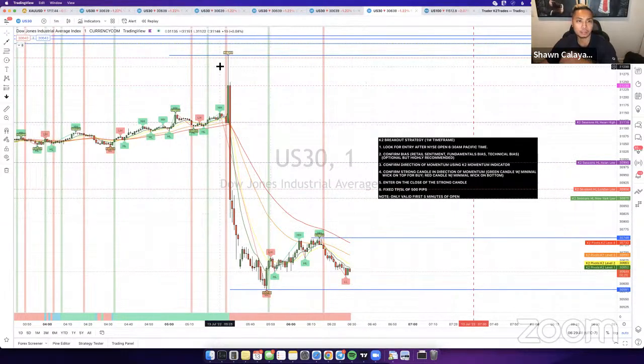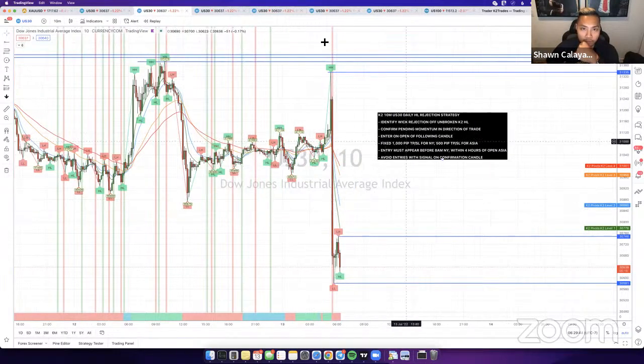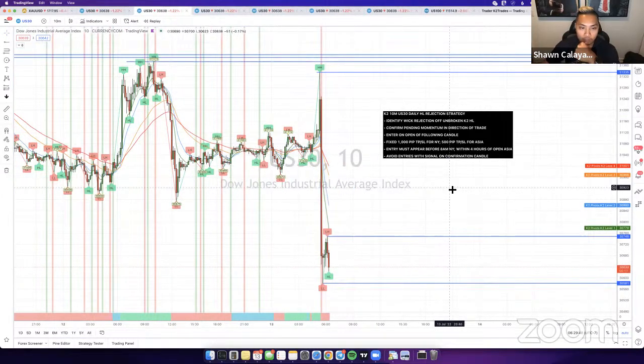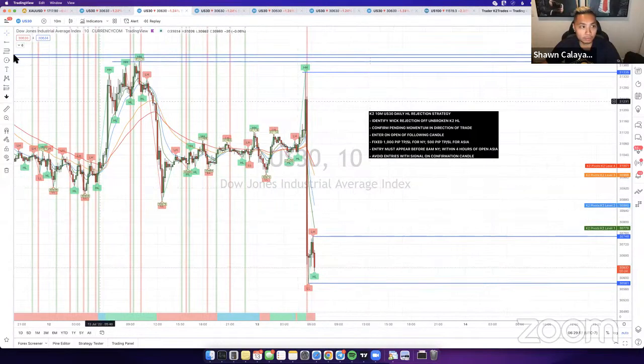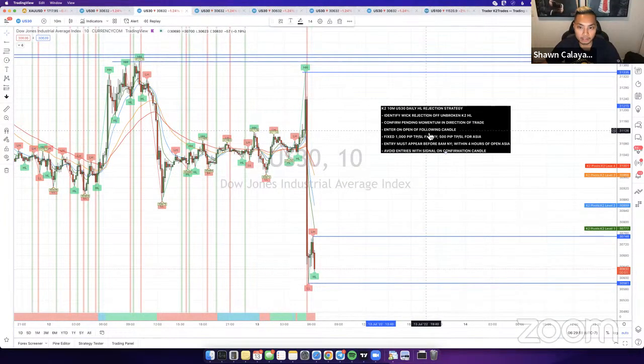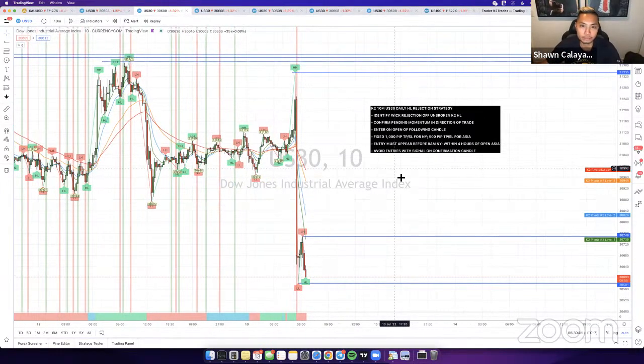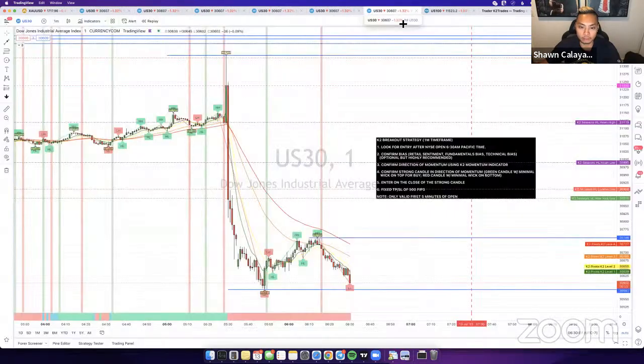I'm also going to be looking for an entry here off the 10-minute using the strategy that I pretty much backtested all day yesterday. This strategy helps me identify the direction of price for each session. So for the New York session, we'll see where price rejects off. I'm basically just looking for a wick rejection off an unbroken high low with a pending momentum. We'll see. Market is now open, guys.